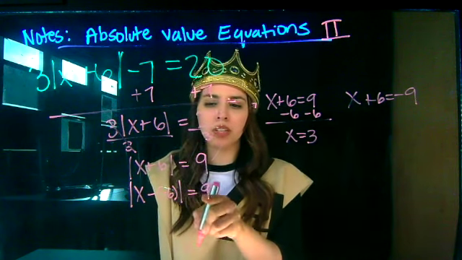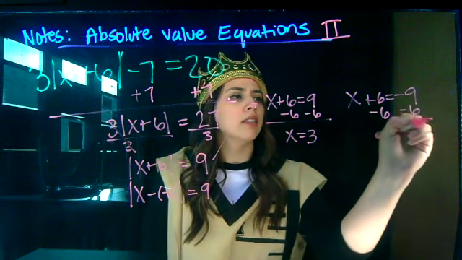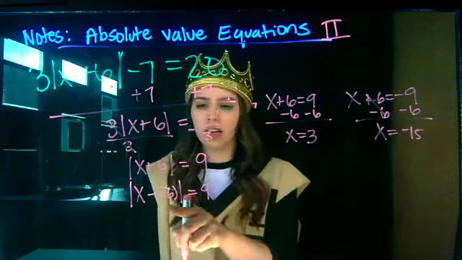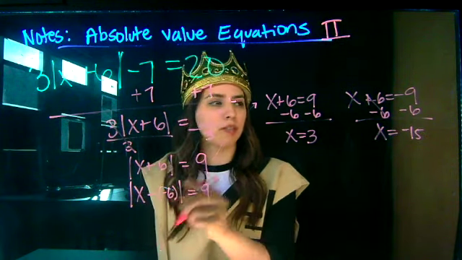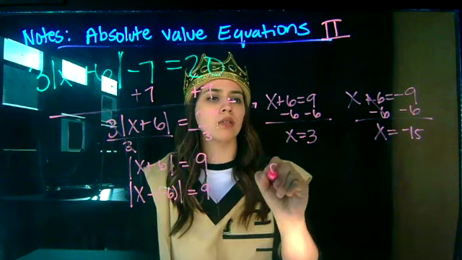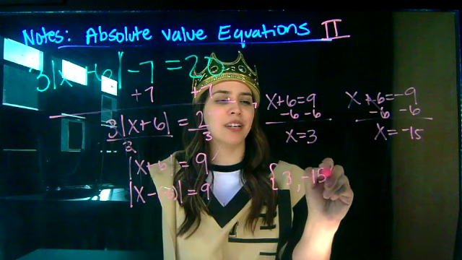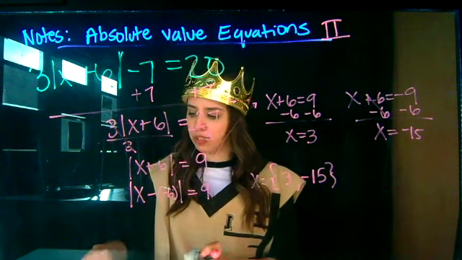That seems reasonable. That's 9 away from negative 6. And x is negative 15. And that seems reasonable. That's 9 units to the left of negative 6. So it seems like our solution set, which you already know, don't act so surprised, right, is 3 comma negative 15. All right.